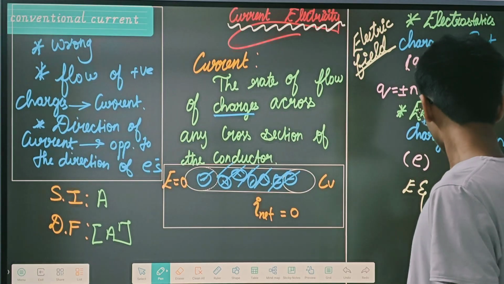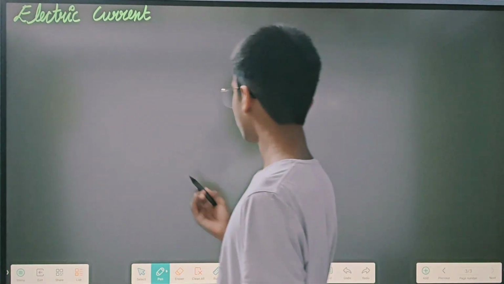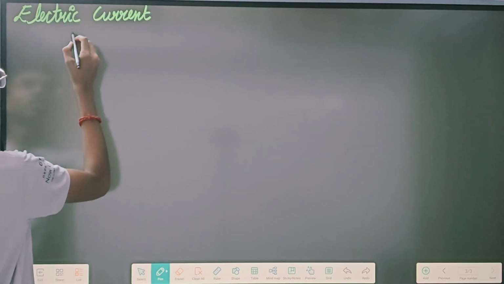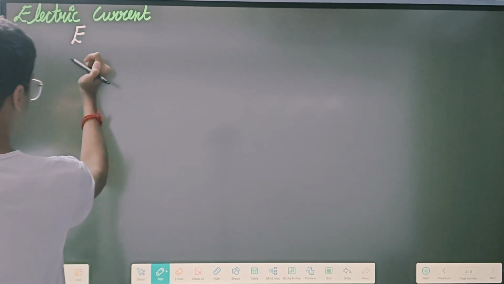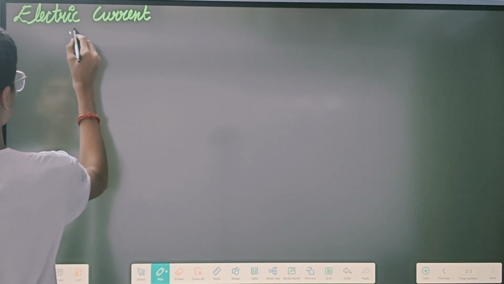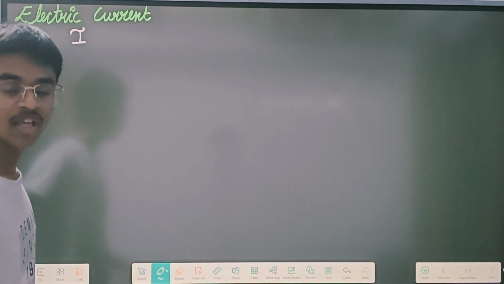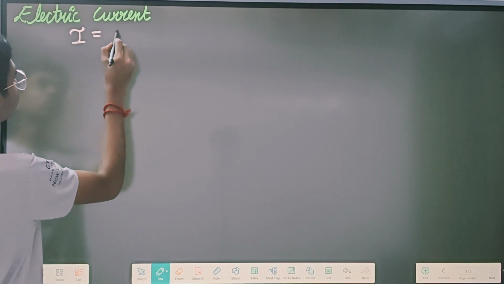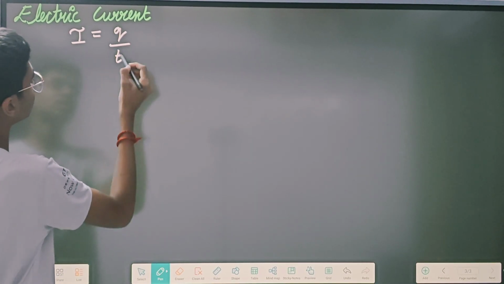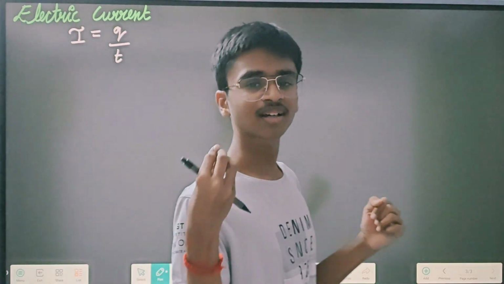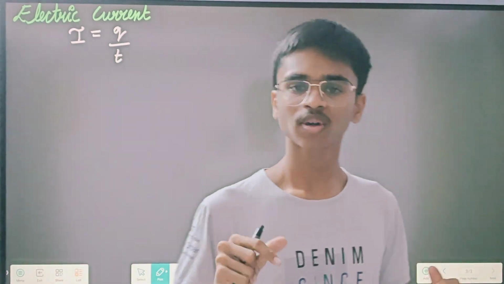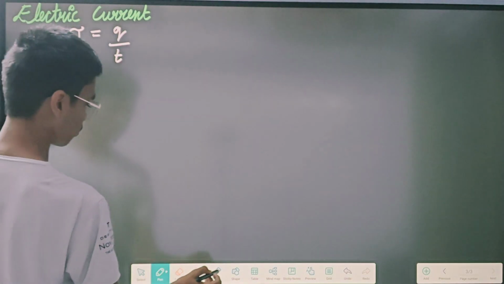So I will be just writing it here. Electric current's formula is going to be... sorry, not E, I. Electric current is represented as I. So I is equal to Q by T. This is one of the basic, very useful formulas. Many sums you will be using this formula.